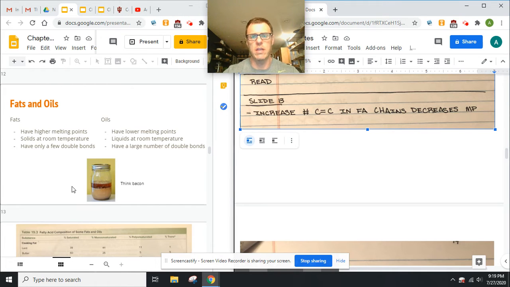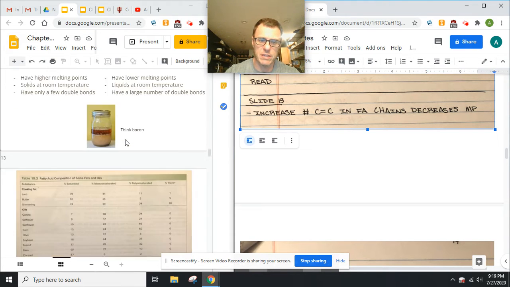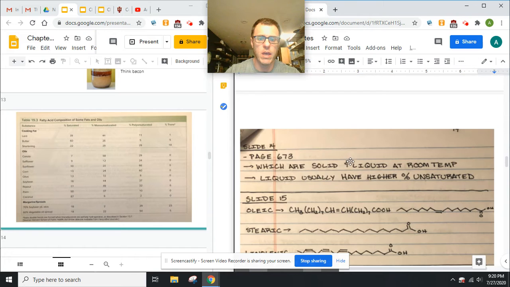And so here you can start thinking about bacon. When you cook bacon and you pour that grease into a jar, you're going to see some of it solidify and some of it's going to stay a liquid. Well, consider that one the oil and then solid the fat. However, those fats usually have low melting points. That's why they melt so easily.